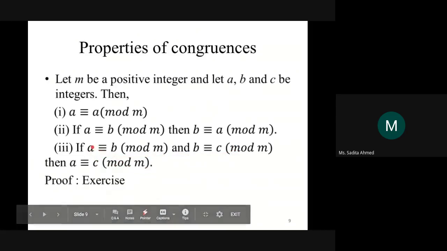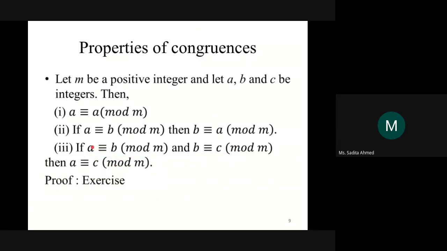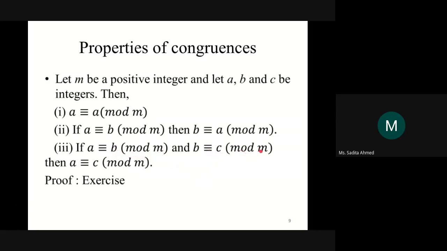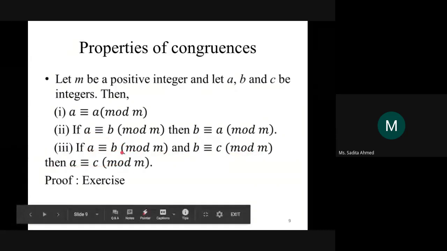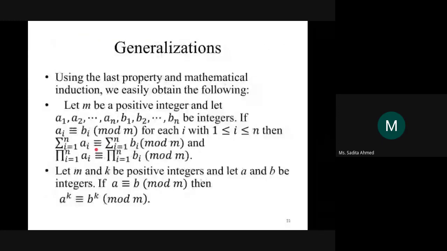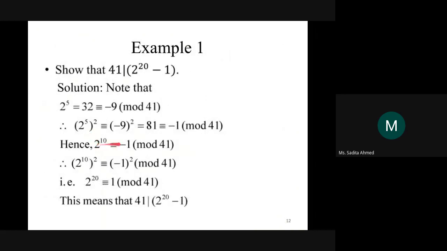A equals 2 to the power of 5 whole square, 2 to the power of 10, that is, is congruent to 81 mod 41. And this number 81, B, is congruent to minus 1 mod 41. Based on this property, what can we say then, guys? Miss, 2 to the power 10 is congruent to minus 1 mod 41. Exactly. We can use this property and say that 2 to the power of 10 is congruent to minus 1 mod 41.